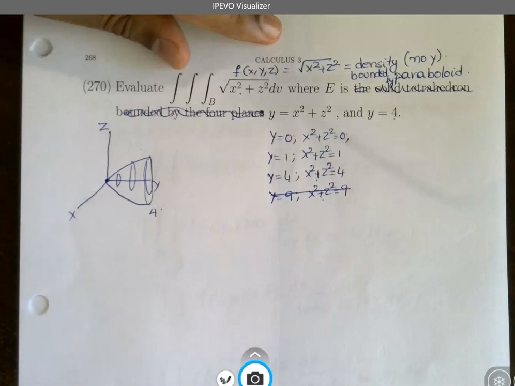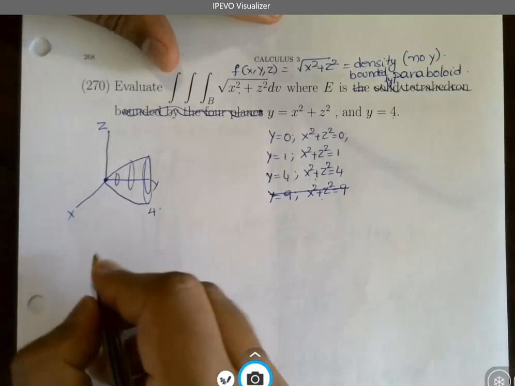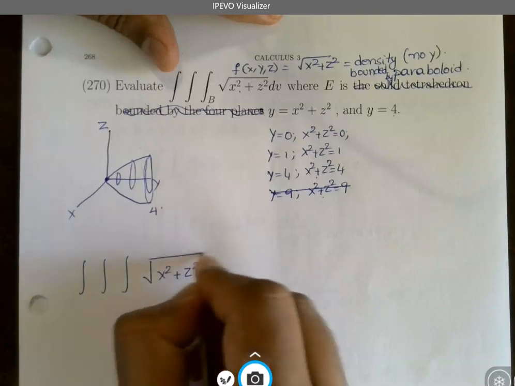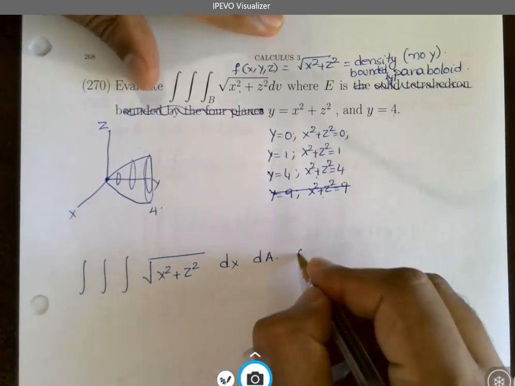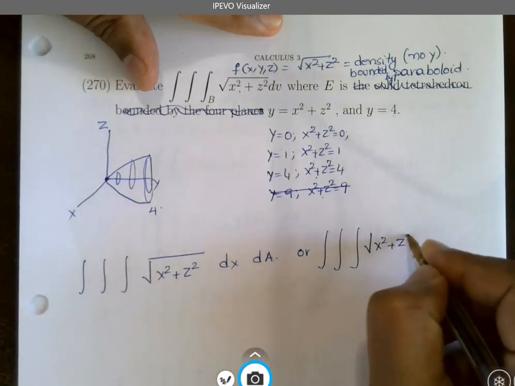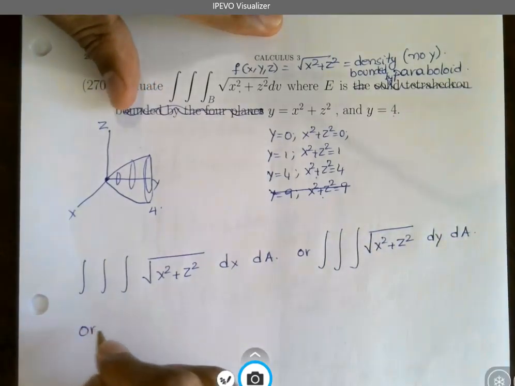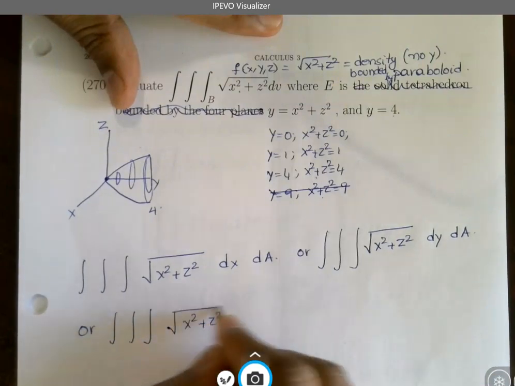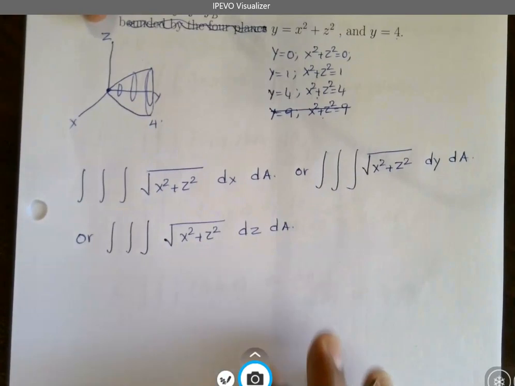Now I can come up with my picture. Now I want to come up with an integral, so I can write this as the square root of x squared plus z squared, and I can either go with dx dA, you see that, or I can go with triple integrals, square root of x squared plus z squared, dy dA, or I can go with the triple integral, square root of x squared plus z squared, dz dA. I explained it in the previous slide, so I'm not going to repeat it again.